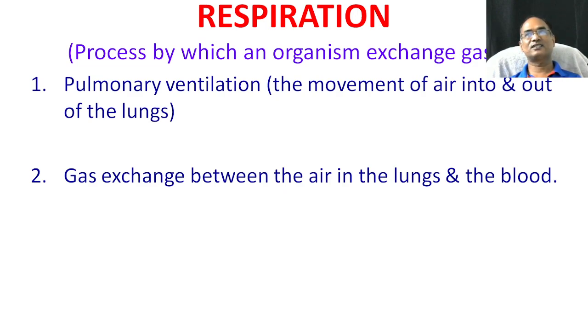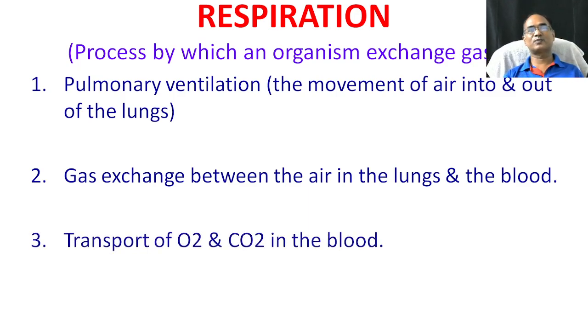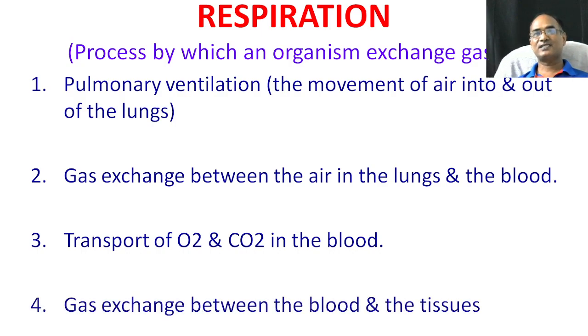The next process is gas exchange between the air in the lungs and the blood, and finally it reaches the cellular tissue. This is the second process. The third process is very simple: transport of oxygen and carbon dioxide from the alveolus up to the cellular level. This is the transporting process. And the fourth one is gas exchange between blood and tissue, the fourth stage of respiration.